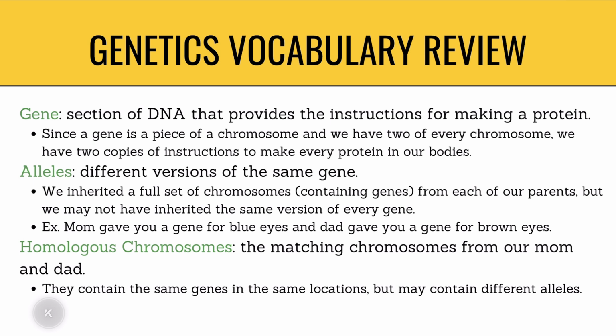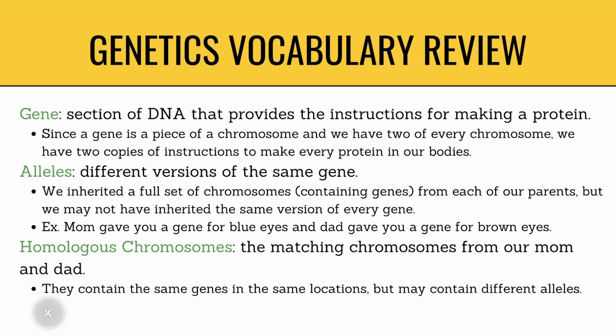Also, let's review some of the DNA vocabulary. So we have a gene, which is a section of DNA that provides the instructions for making a protein. We talked about these when we talked about transcription and translation. So since a gene is just a piece of a chromosome and we have 2 of every chromosome, we also have 2 copies of instructions to make every single protein in our bodies.